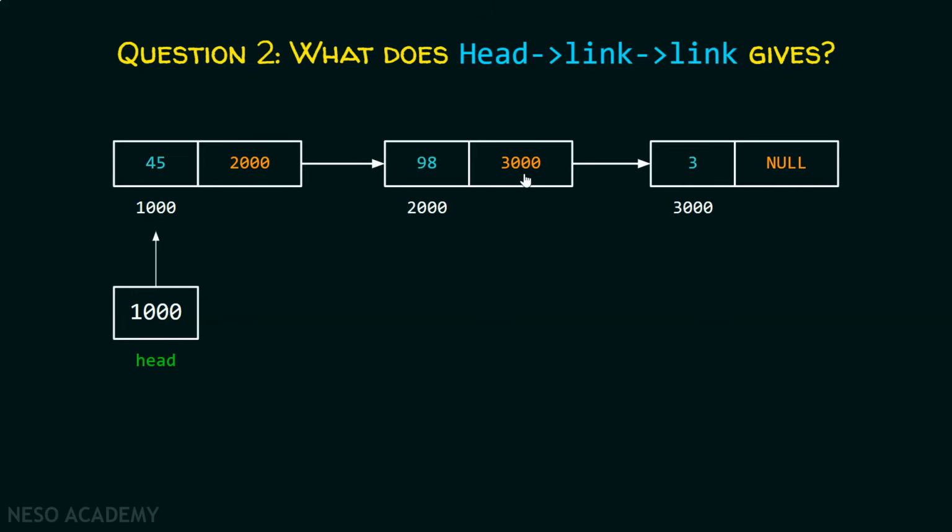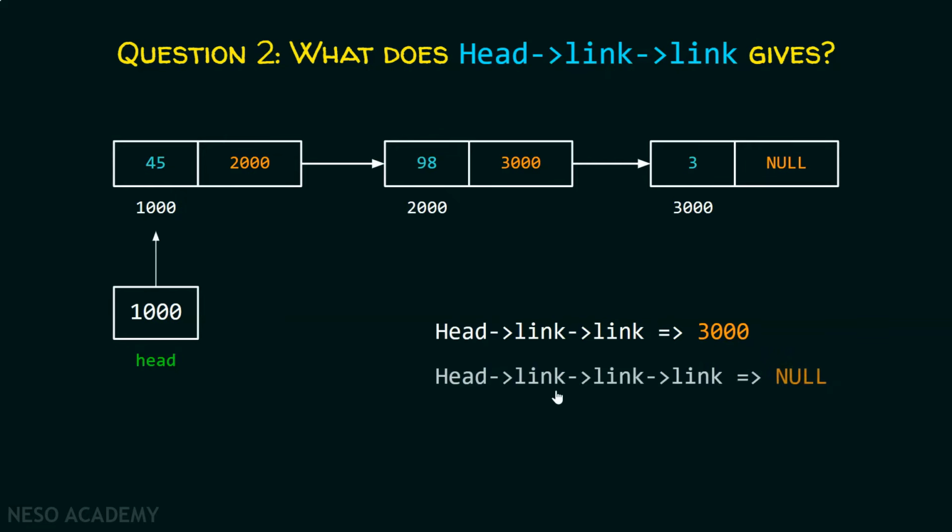I'm not even moving my head pointer. I'm not even using any other pointer, but still I would be able to access the link part of the second node of the list. So head link gives the address 3000. Similarly, head link gives null. That is, we are accessing the link part of the third node. So with the help of head pointer, we can access the complete list. So if this part is clear to you, then there is no problem in understanding method number 2.